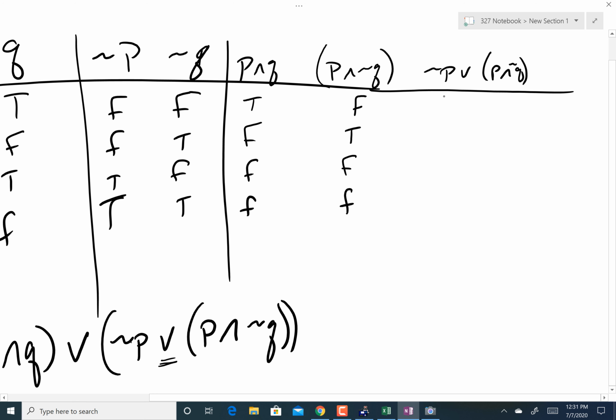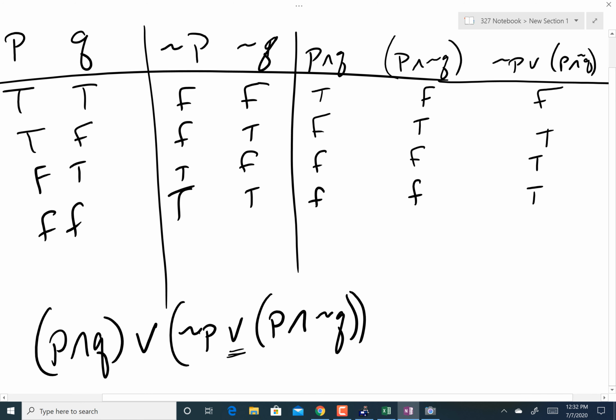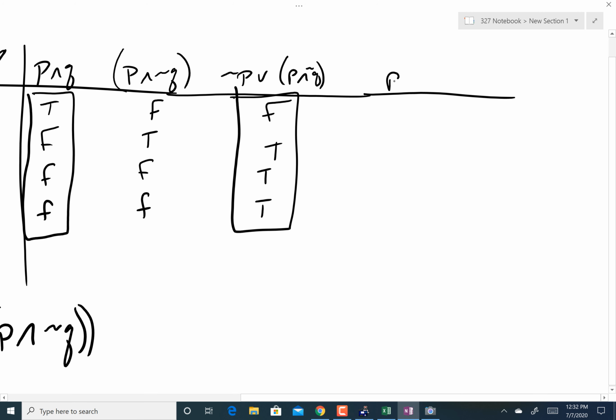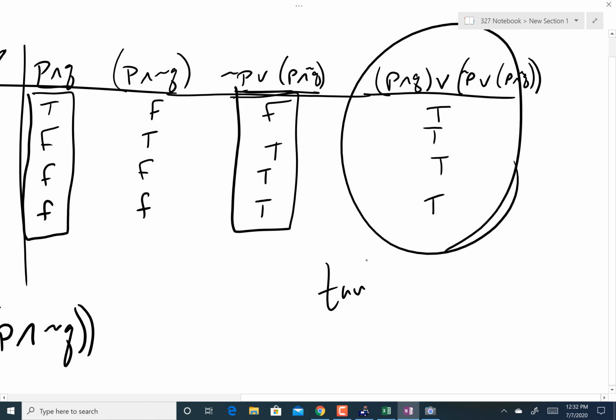Okay, so let's see what happens here. So not P and this, and this is an OR. So if it's an OR, either one of them can be true. So false, true, true, true. Okay, so I'm looking at this column and this column, and I need to put them together in an OR fashion. So I need to take P and Q, or not P or P and not Q, which is, again, this column and this column. Let's put them together. So it's an OR. So true, true, true, true. Son of a gun, it's always true. That's a tautology, baby.